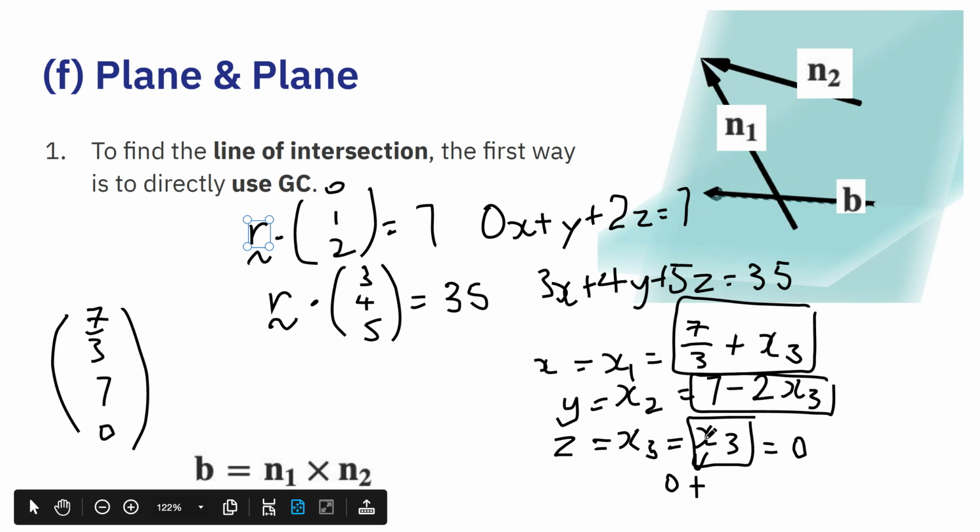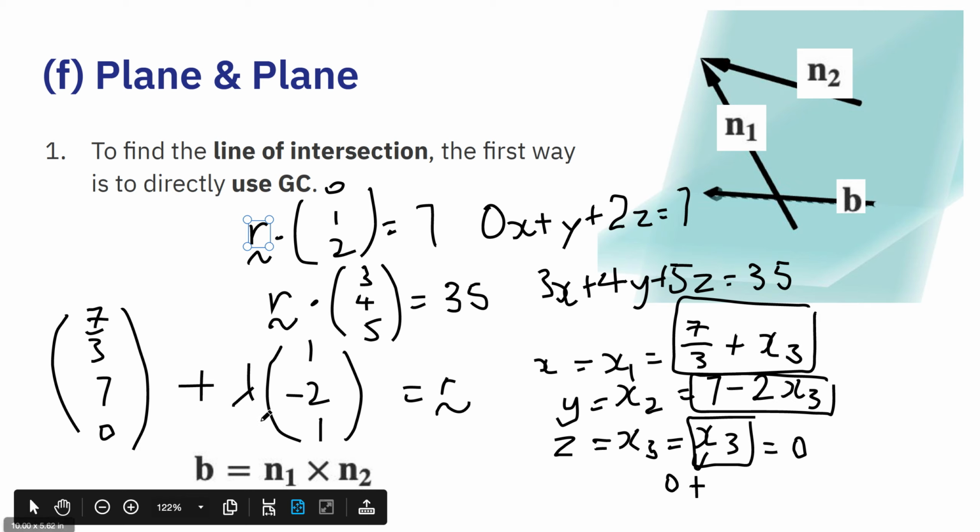Just now when I explained, when we sub in x3 equals 0. And next, we just add lambda. You look at the coefficient of x3, 1. Coefficient of x3, minus 2. And coefficient of x3, 1. This is the equation for our line. Isn't this a lot simpler?